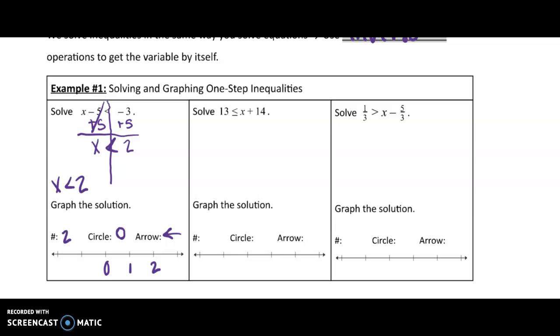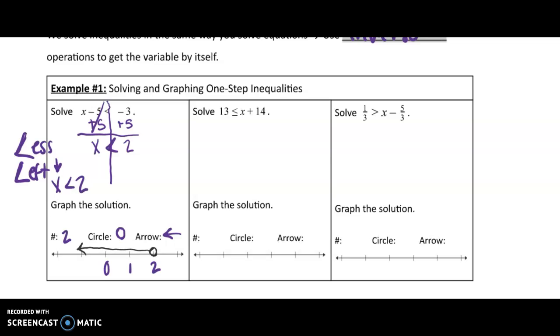The way that I think about this is the less than sign kind of looks like an L, which is also the letter L for left. And also what's nice is if your variable is on the left, then that symbol kind of looks like the arrow of our graph going to the left. So those are a couple of ways to remember it. So we go to 2, we have an open circle at 2, and we are going to the left.